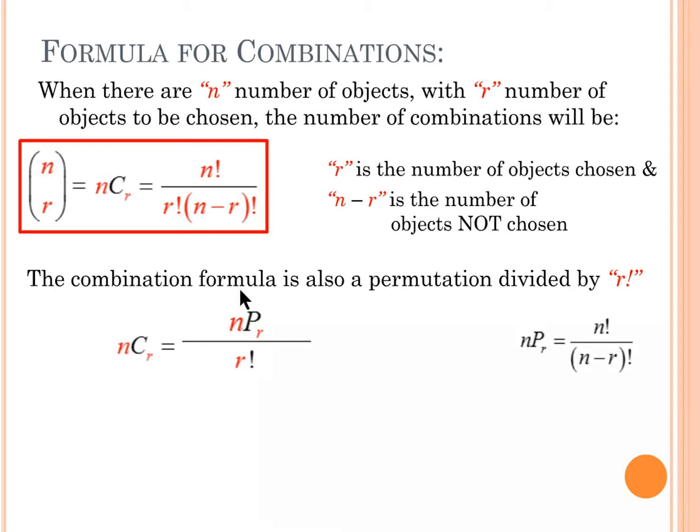All right, so there it is, n pick r divided by r factorial, and this is another way that I could write my combination formula as a permutation divided by r factorial, where r is the number of objects chosen.